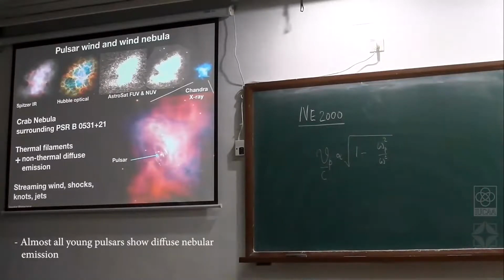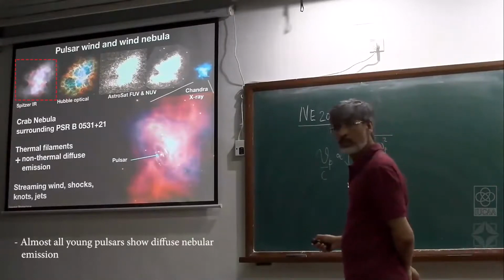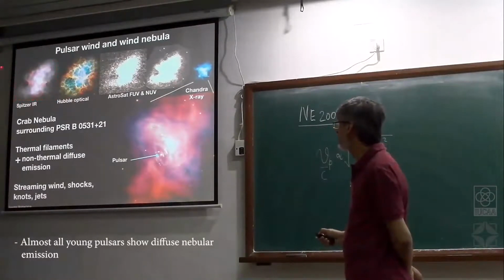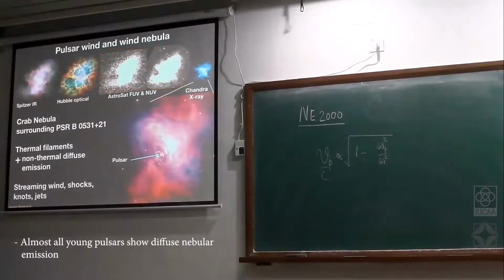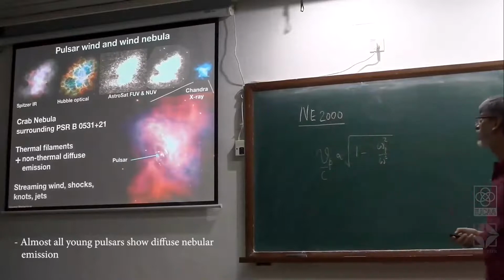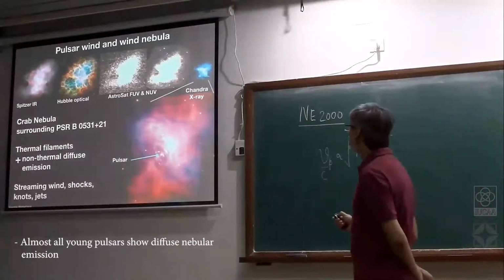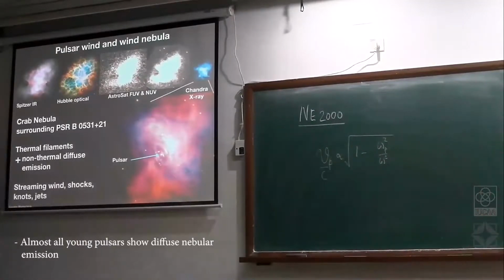And if you go to wavelengths which are not so dominated by line emission, you can see that diffuse nature much more clearly. Here is infrared. This is far ultraviolet, near ultraviolet from AstroSat. This is X-ray from Chandra. This is an expanded version of the X-ray picture with the overlay of the HST, high resolution optical picture. So this emission is clearly diffuse with no specific grainy structure or filamentary structure.